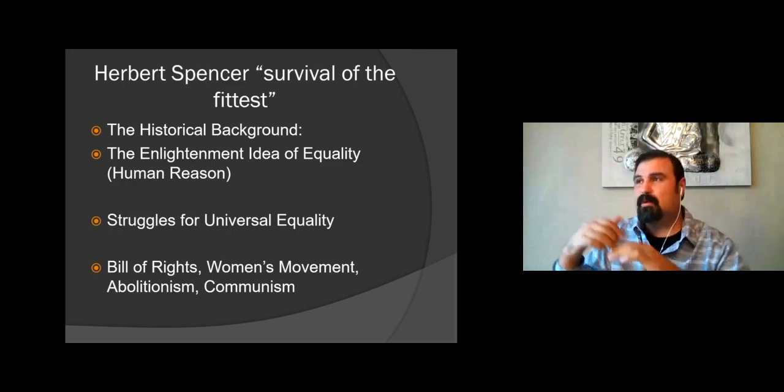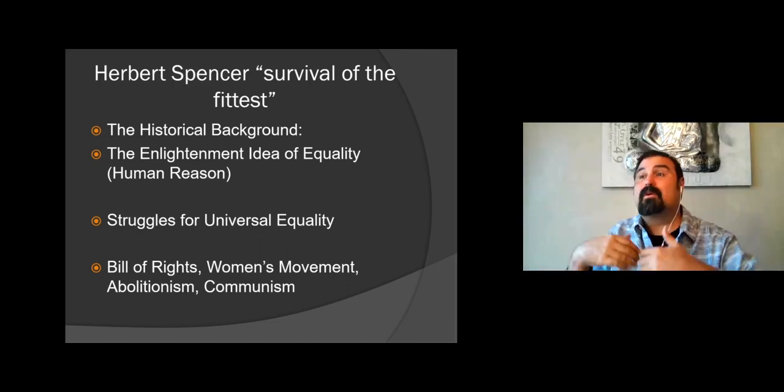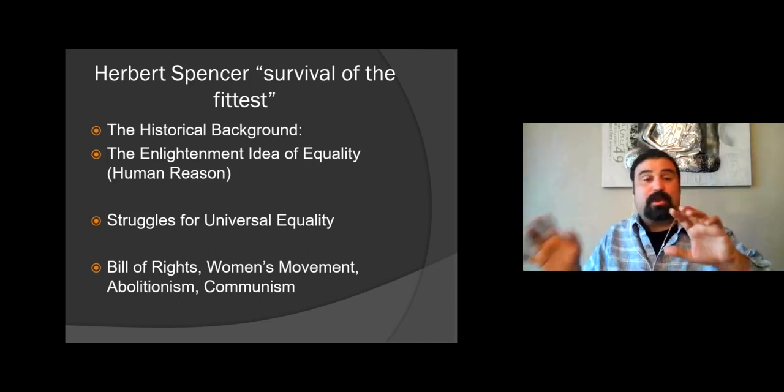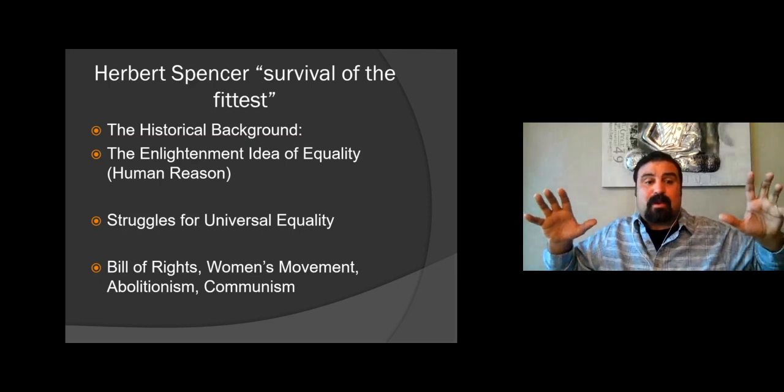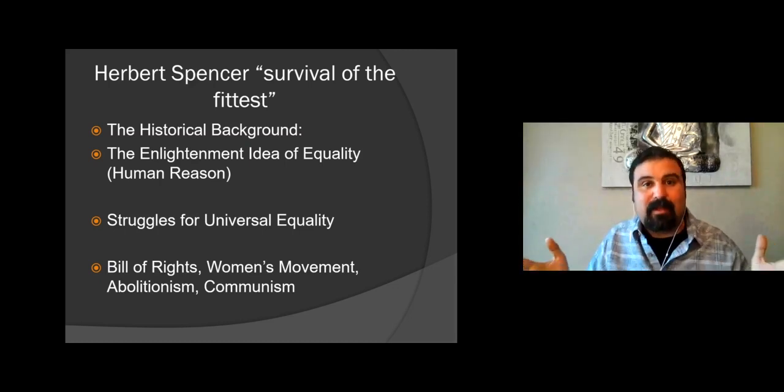Political rights. They want to hold office. They want to vote. They want to own property. They want to be treated equally. They want also equal pay at the workplace and the like. We see also another struggle for universal equality, abolitionism. Again, the struggle to abolish slavery.